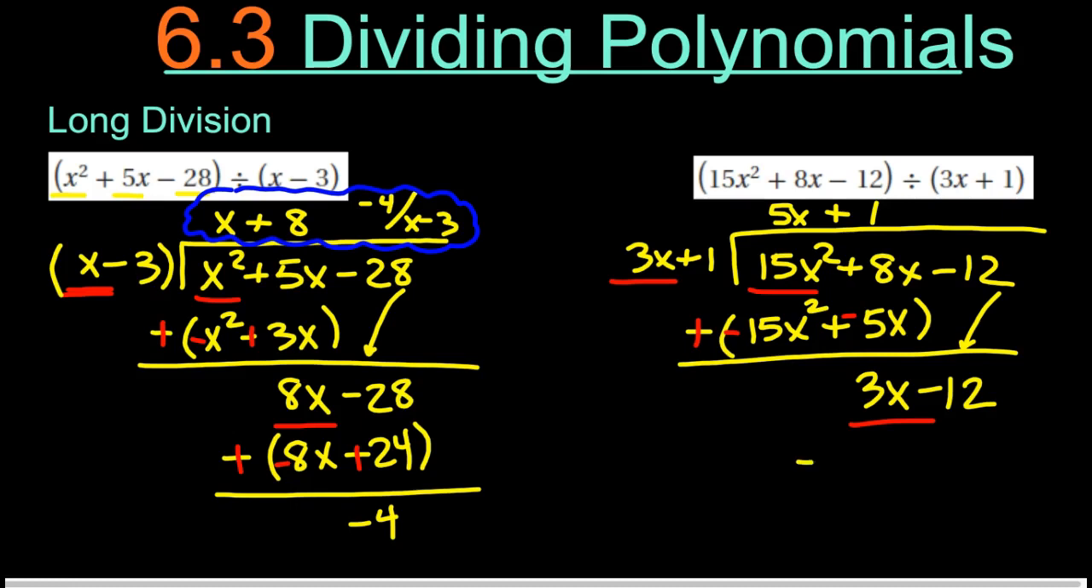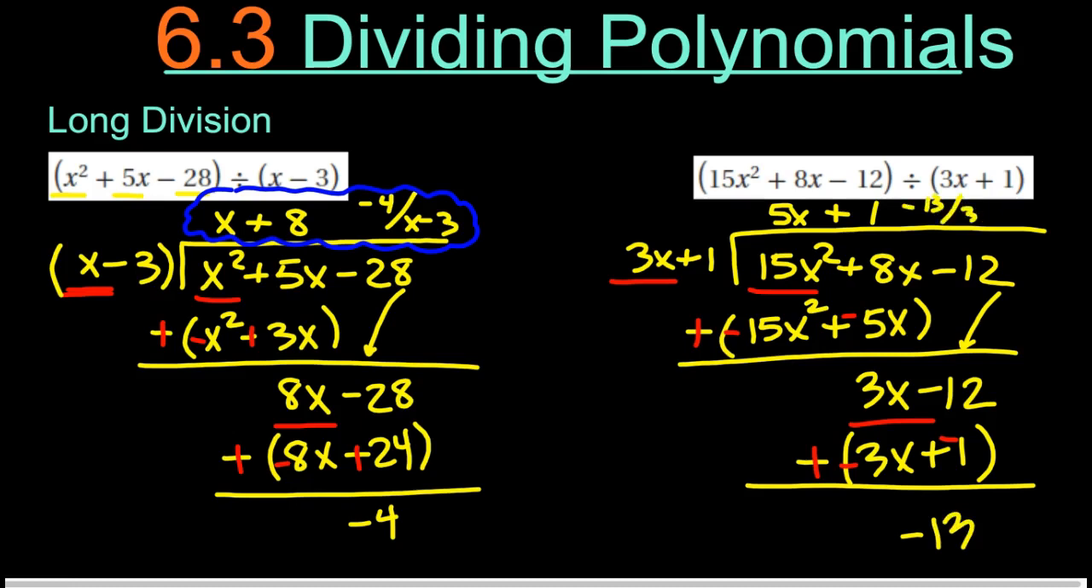1 times 3x plus 1 is 3x plus 1. Subtract it. Change the signs. Plus, change that to negative, change that to a negative. Looks like I have a remainder of negative 13. Neat.